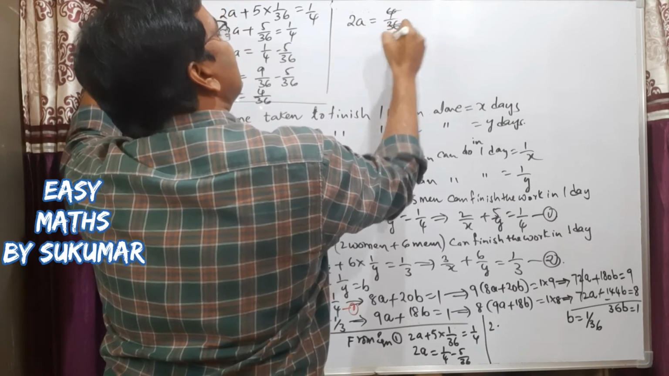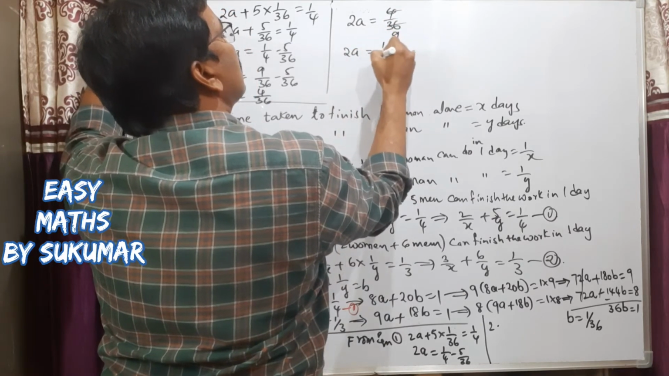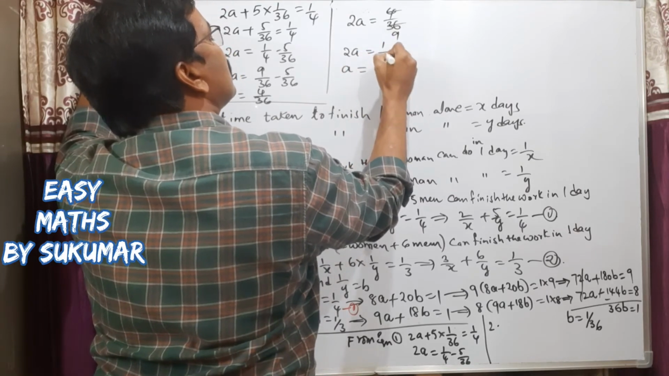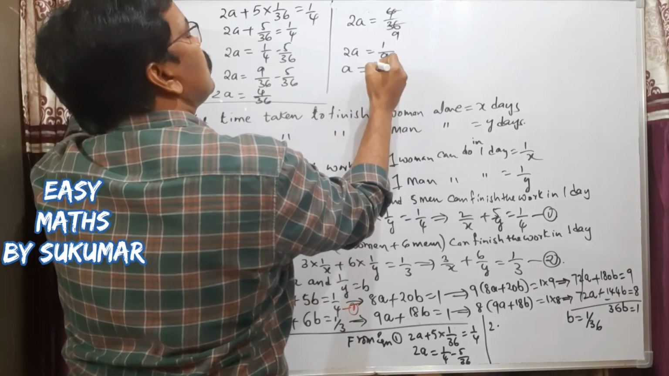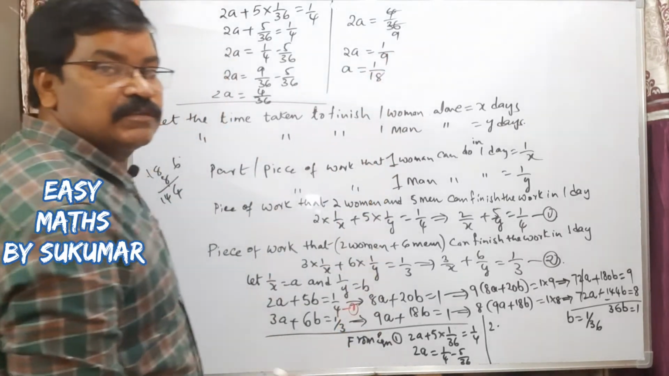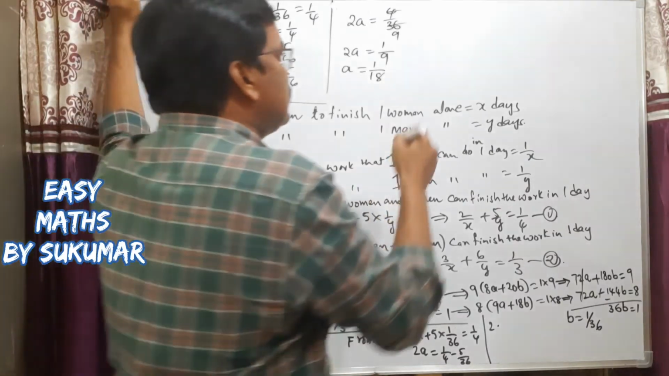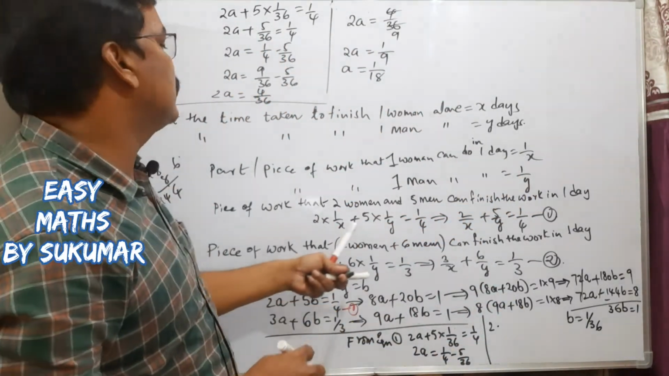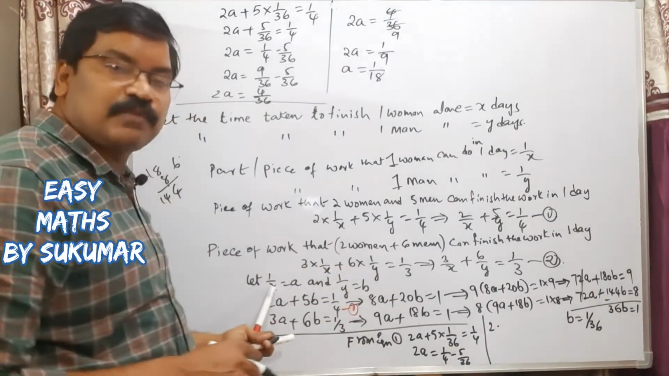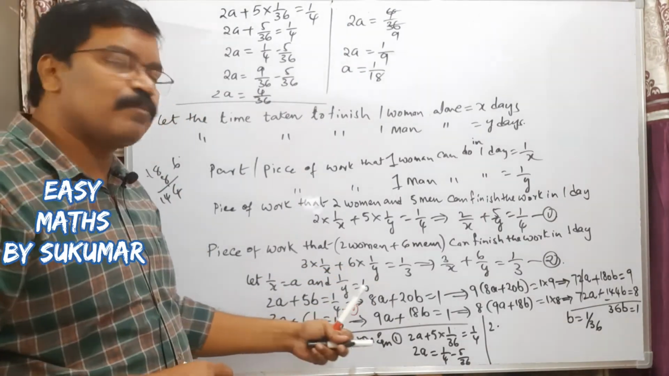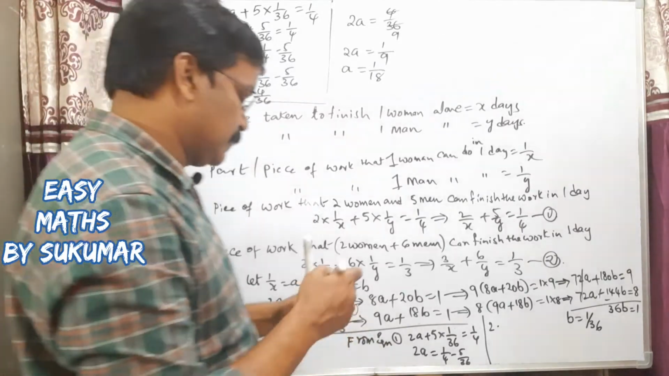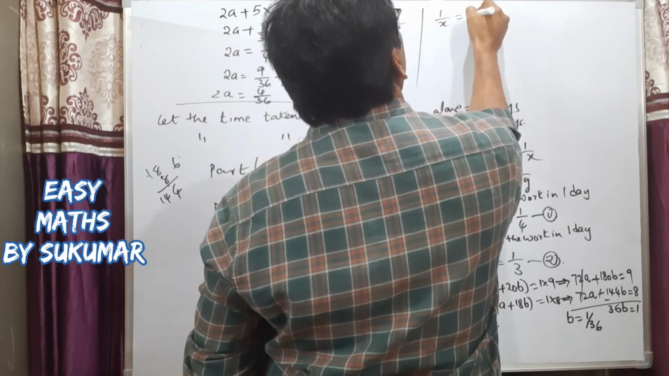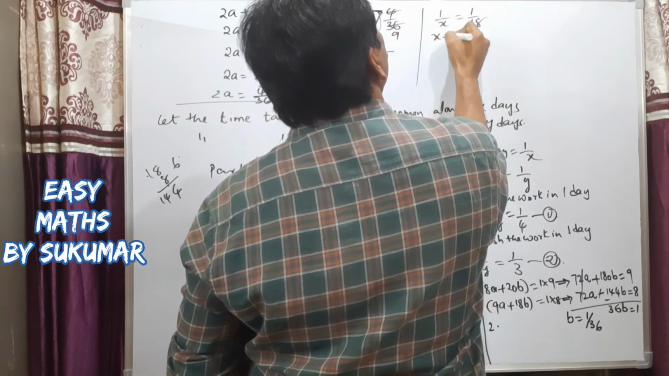Here it is 9 times. So 2a is equal to 1 by 9. So a is equal to 1 by 18. So actually what is a? 1 by x is equal to a and 1 by y is equal to b. So from this equation, my dear students, 1 by x is equal to 1 by 18. So x is equal to 18.